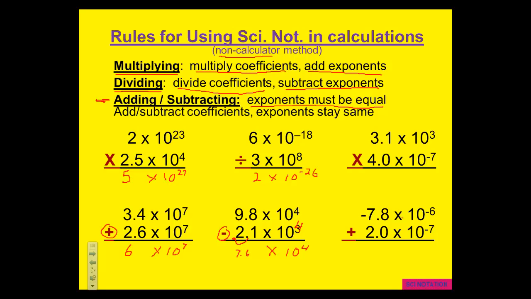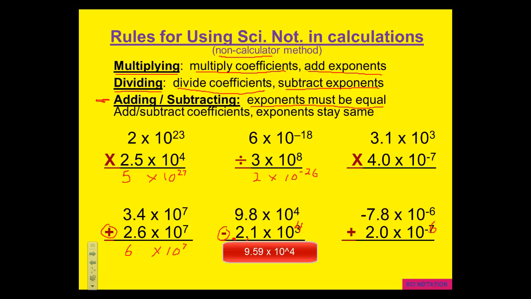Here's another one. All right, remember what you have to do is change either one of these so they're both the same. 10 to the negative 6 or 10 to the negative 7th. The answer will end up the same no matter which one you choose. So if you say, oh, I like 10 to the negative 6th, you're going to turn this one to 10 to the negative 6th.